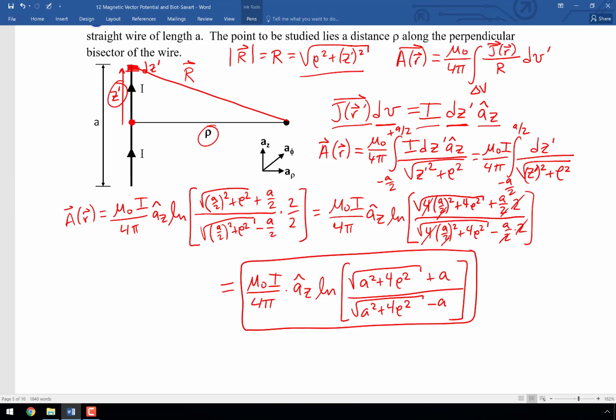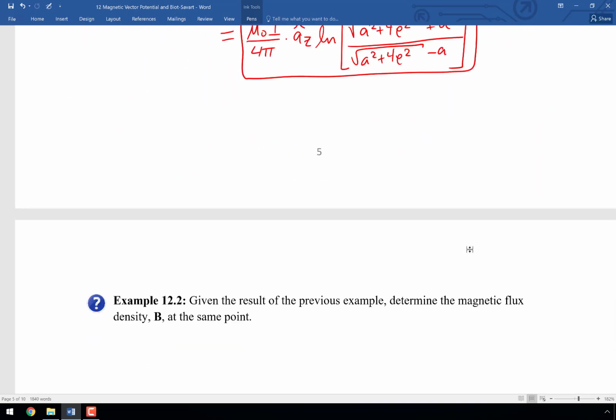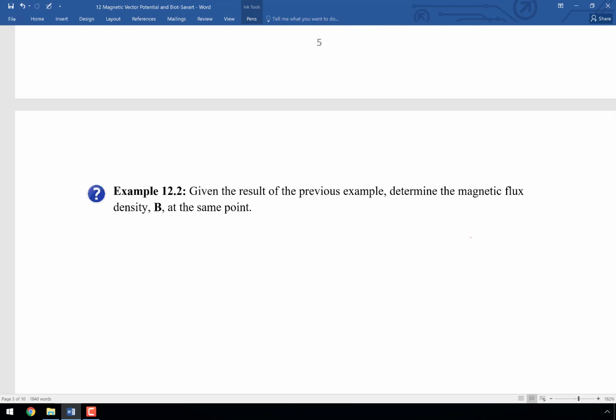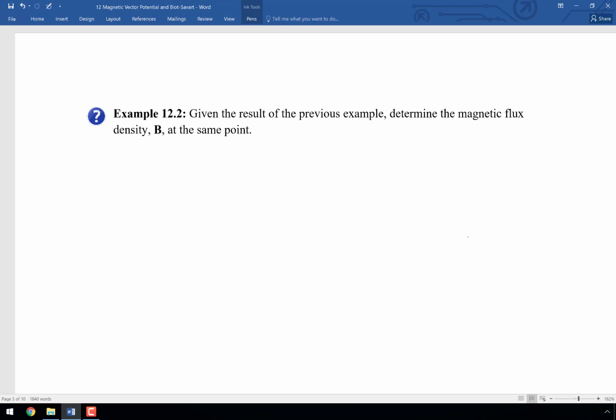Now that's not very helpful to us right now, but we're about to do part 2 of the problem. Part 2 of the problem is, given that result, calculate the magnetic flux density B at that same point. Okay, we got it. We're going to have some heavy lifting here, but it's going to be worth it at the end. We're going to get a result that we can verify matches what was given to us by Ampere's law.